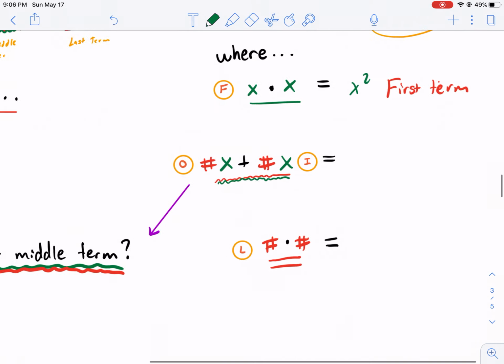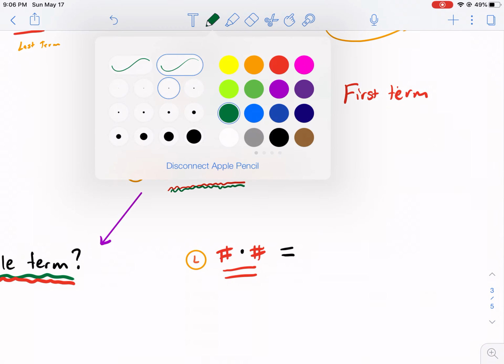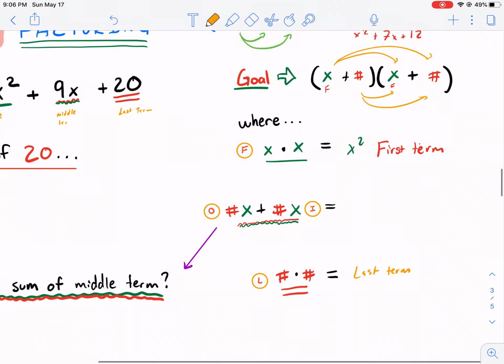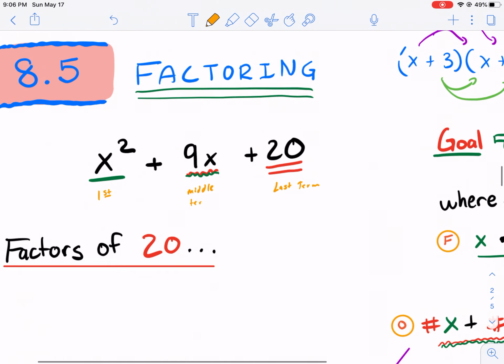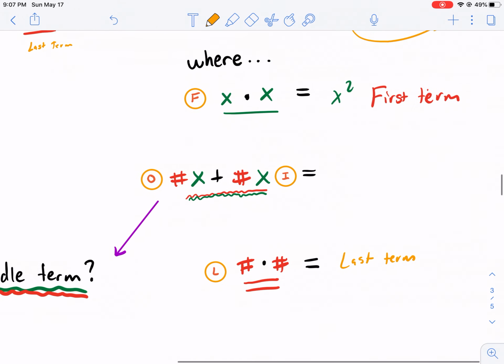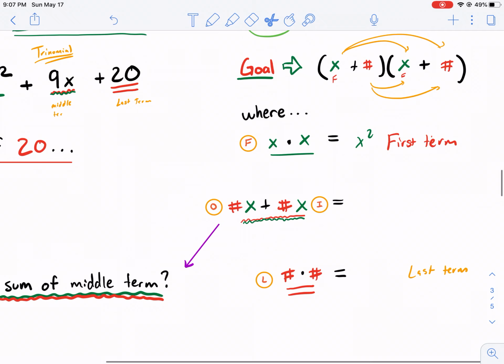Okay, now this number times our number is going to give us our last term. So it's kind of convenient. Our last terms multiplied together will give us our last term in this trinomial. This is a trinomial. Why, you might ask? I hope you guys understand. Tri means three, and there's three terms. Trinomial, triceratops, tricycle, you guys get it. So this is our last term. Now what is our last term? In this case, our last term is which number? 20.